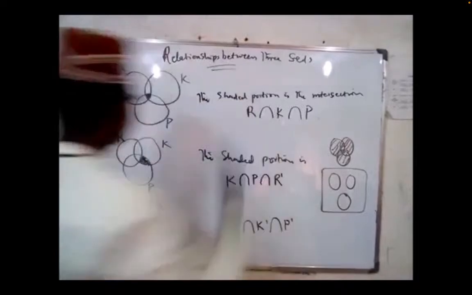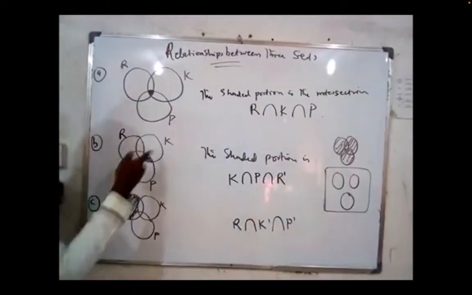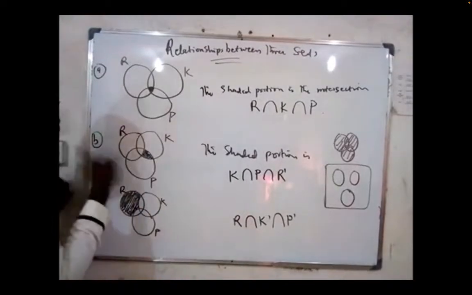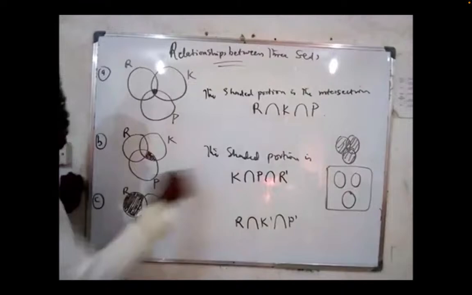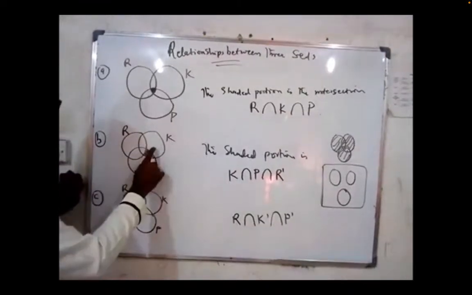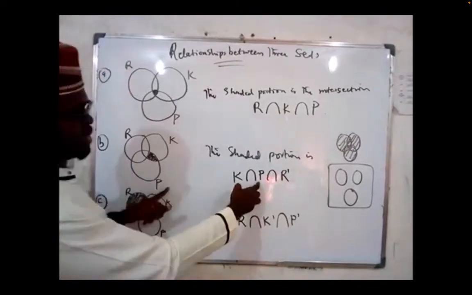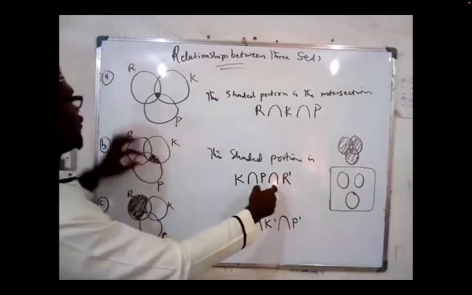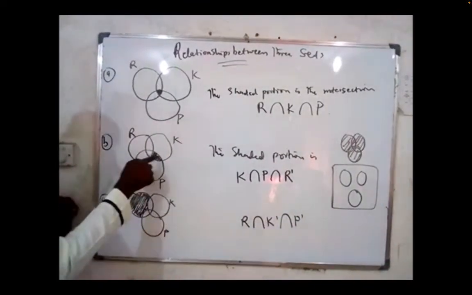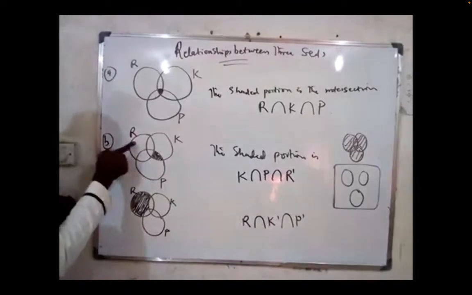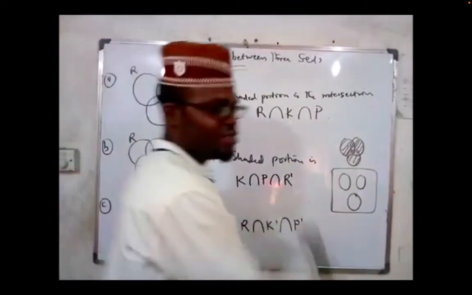B. Can you look at this set? Which of the sets are joining in the shaded portion here? K and P, is it not? So the shaded portion is where K and P have the same element. And it is represented as K intersection what? P. Can you see K and P, they are intersecting? Now intersection of what? Non-R. Is that clear? Because everything here is not inside R. Can you see that? Because this is R. Everything here is not inside R. So that's why we are using R prime.